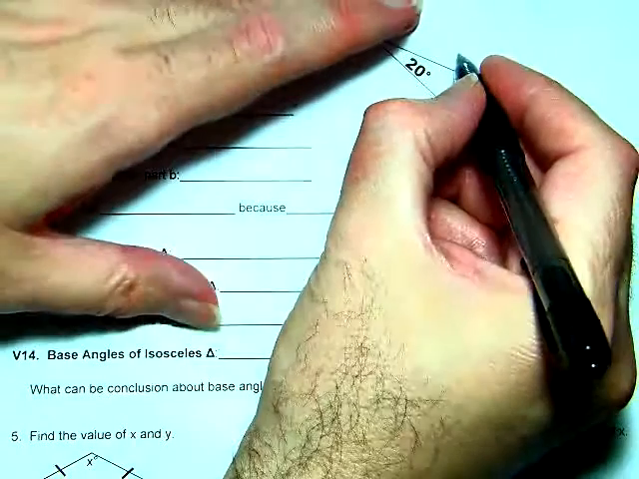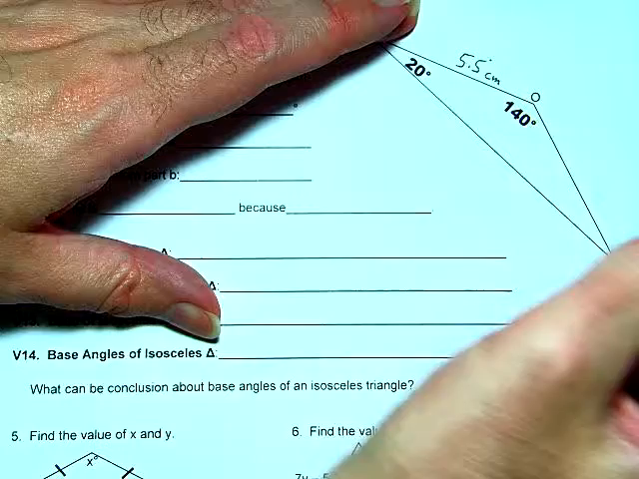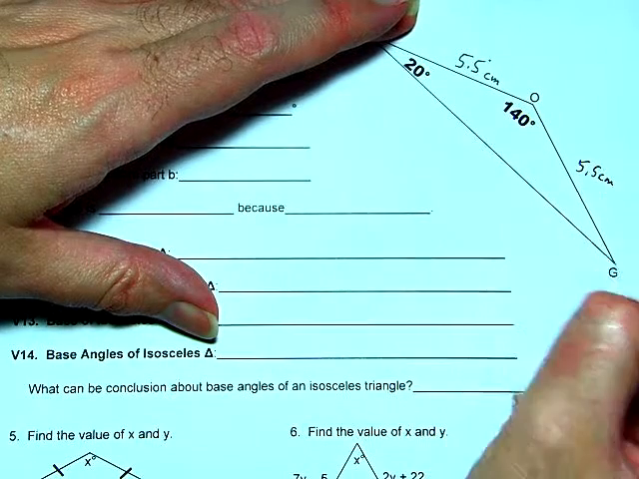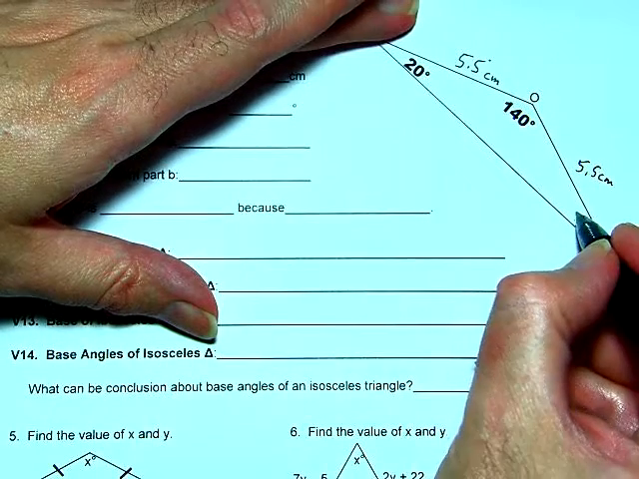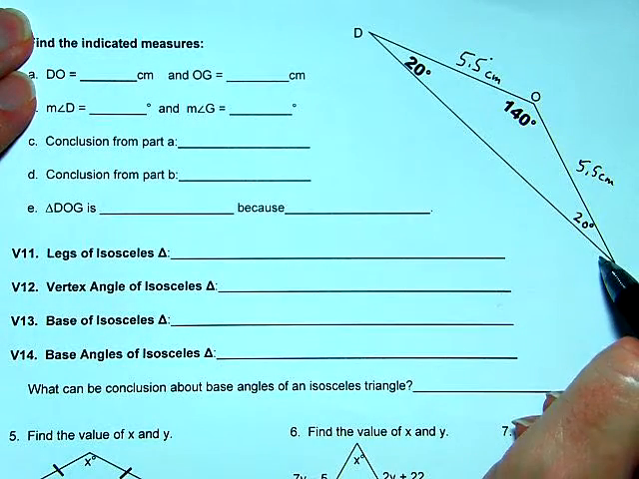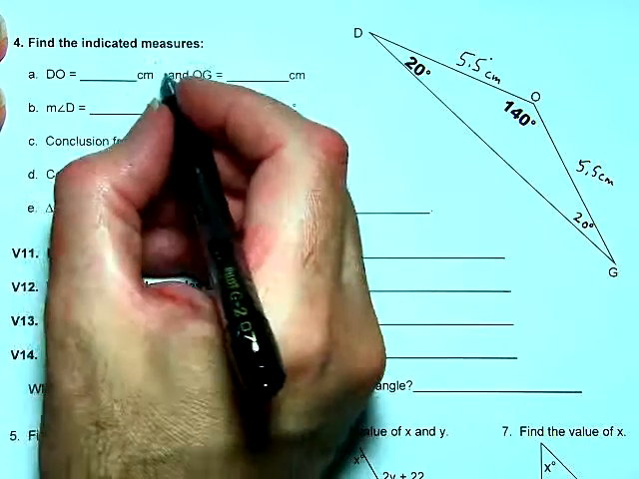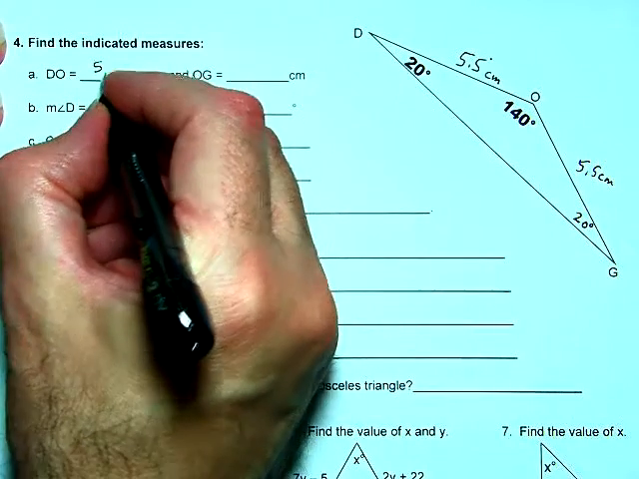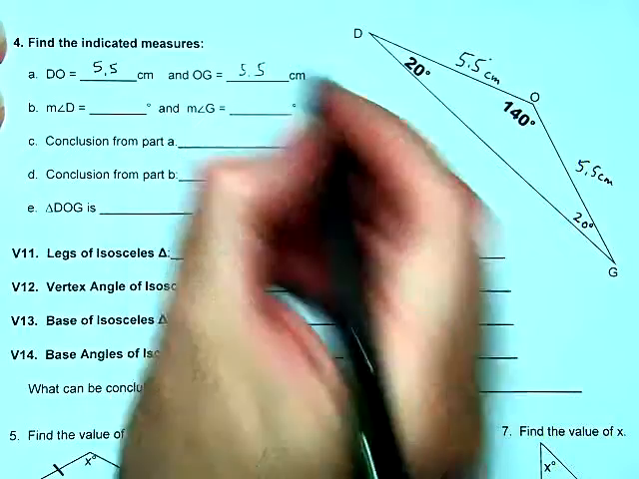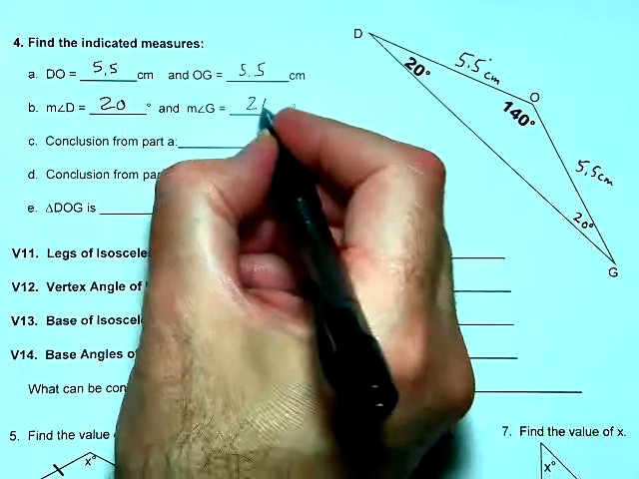DO, I measured with a ruler, and it was 5.5 centimeters. OG was 5.5 centimeters as well. And angle G was also 20 degrees, just like angle D is 20 degrees. So let's fill this in. DO is 5.5 centimeters. OG is 5.5 centimeters. The measure of angle D is 20 degrees. The measure of angle G was also 20 degrees.